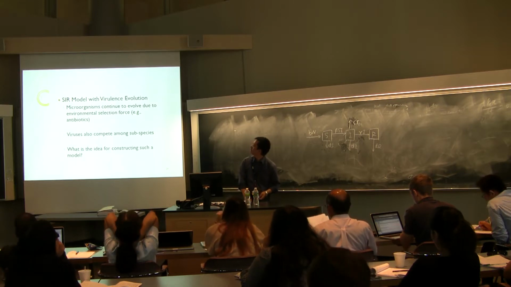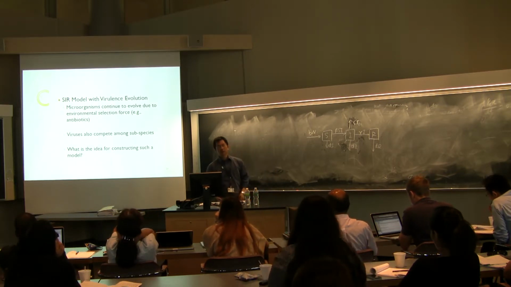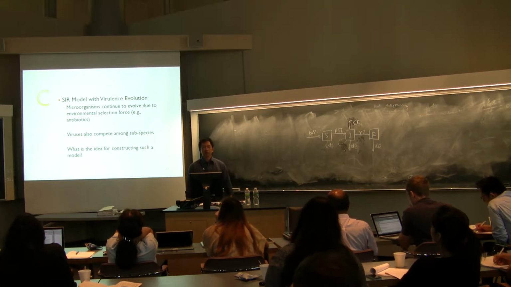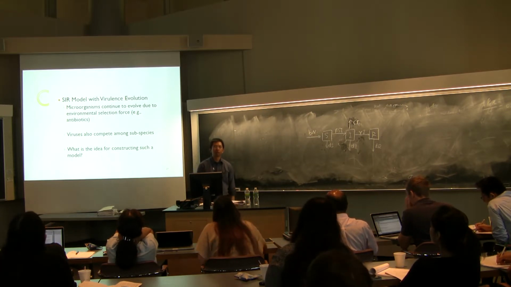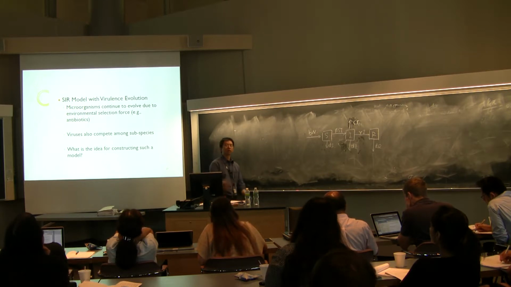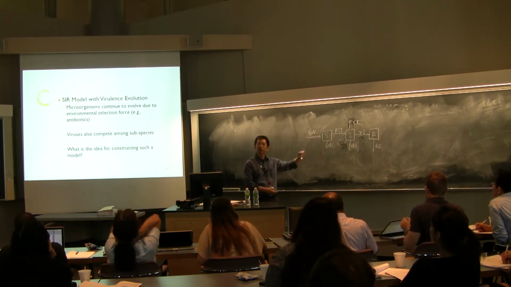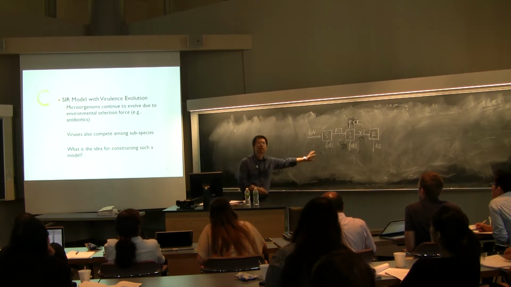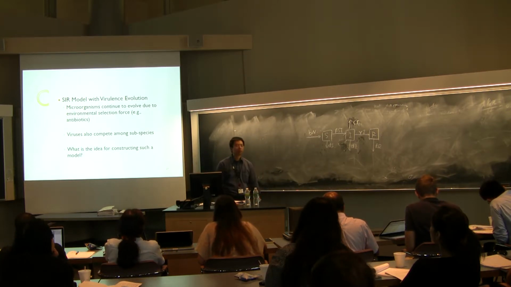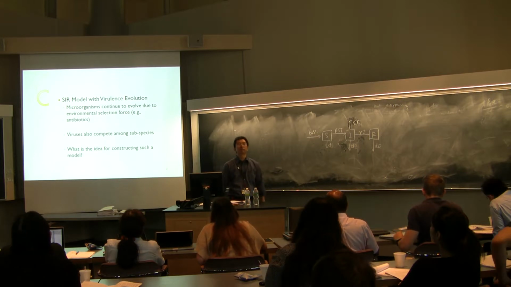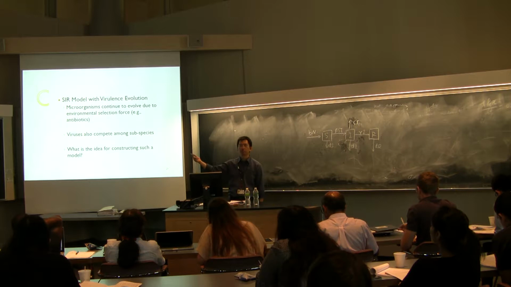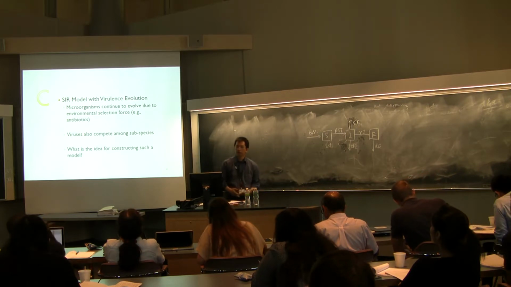Now let's consider this model. We have considered the birth and the death. What if the virulence of the virus will evolve? How are we going to incorporate that factor into this model? So the first thing we're going to do is interpretation: how to interpret our question into a mathematical expression.